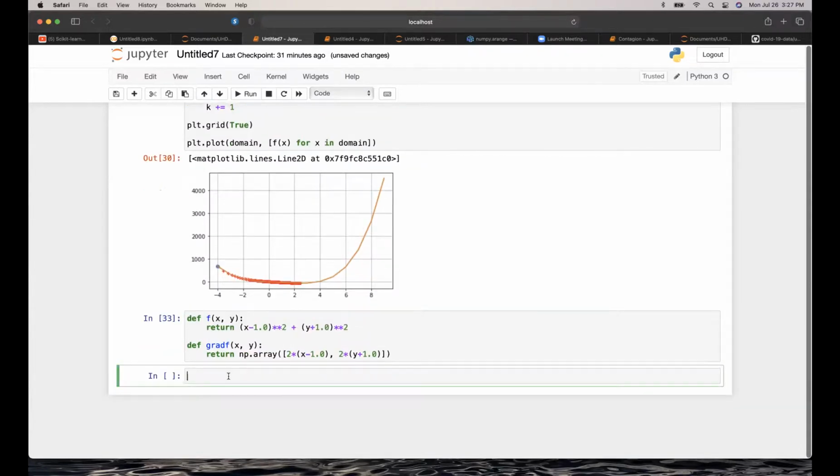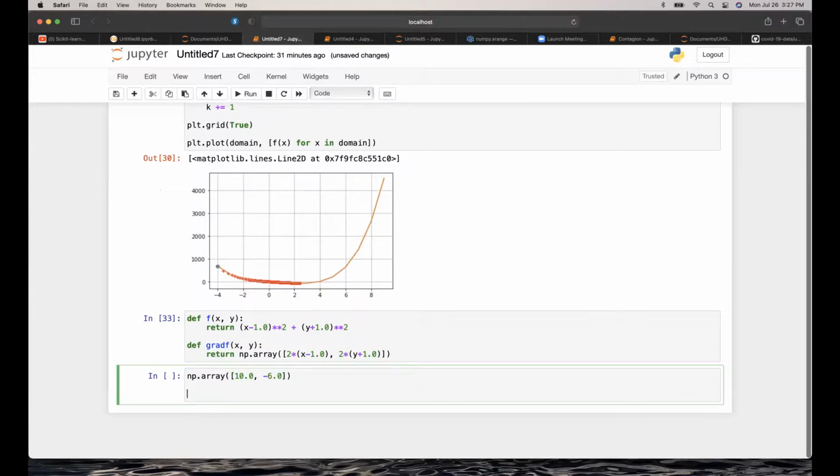Okay, so let's make a guess, I suppose. Let's guess, like, maybe array 10.0, negative 6.0 or something like that. Okay, so let's say a for loop for placeholder in range, maybe let's do it like 20 times.